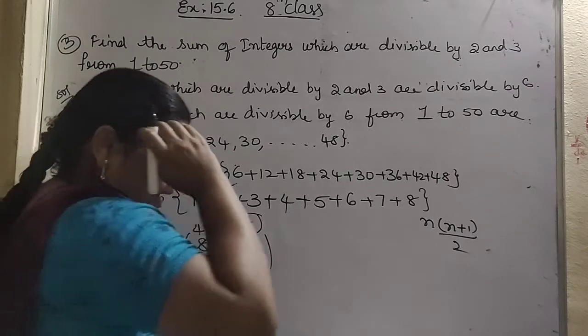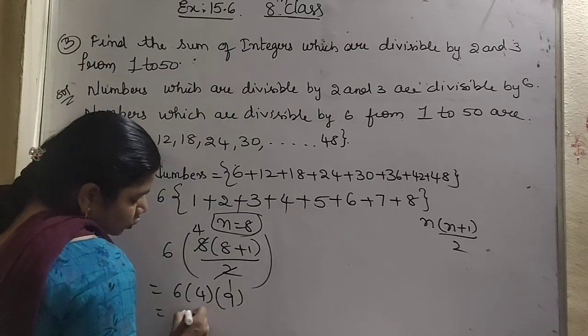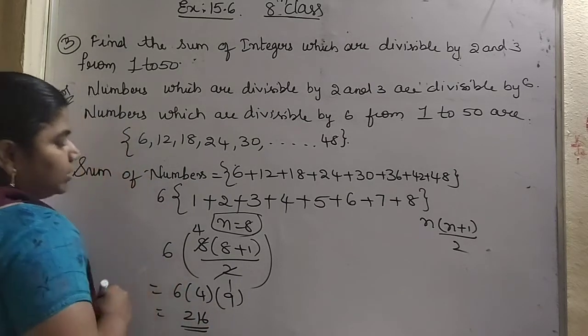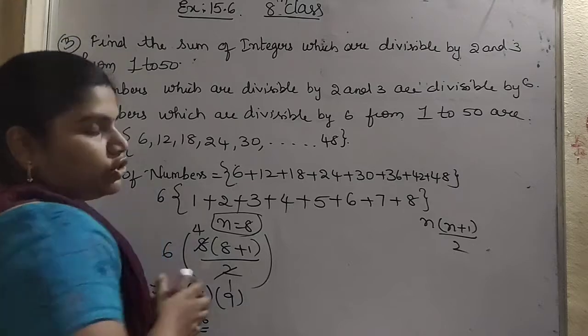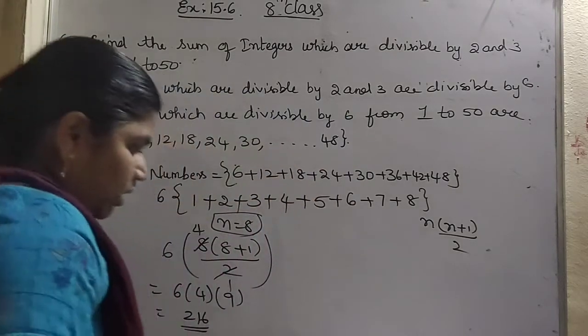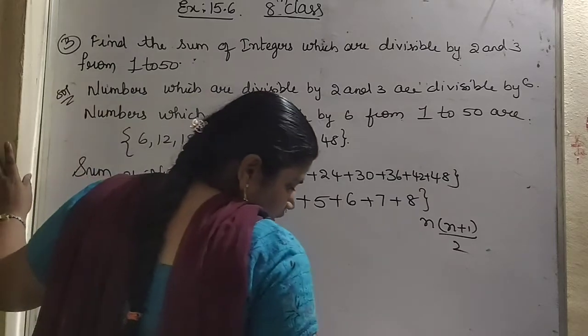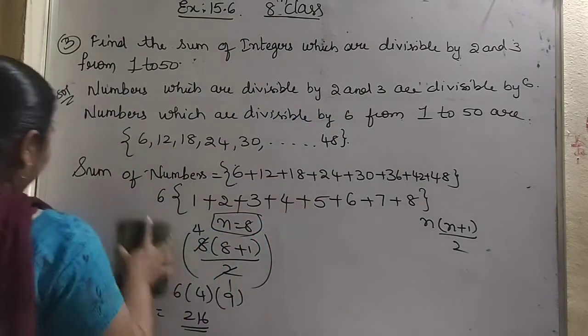So if you multiply this, that will be equal to how much? This will be equal to 216. That means if you add all the multiples of 6 from 1 to 50, that will be equal to 216. So this is our third question. Next one is, next we are doing this ninth one.